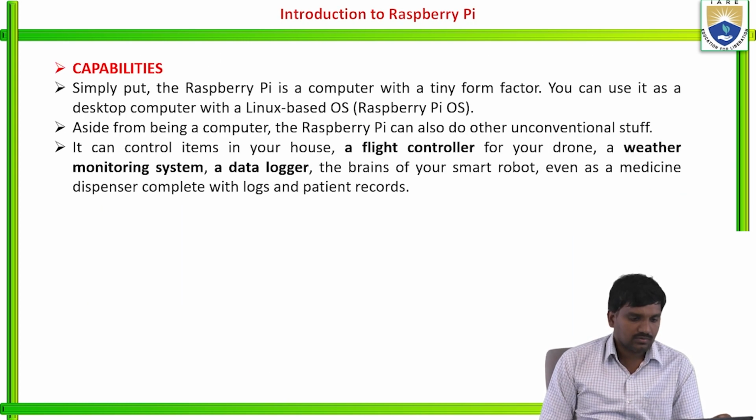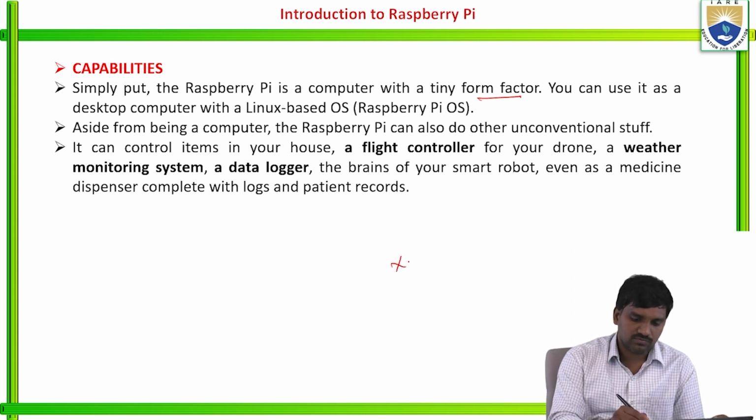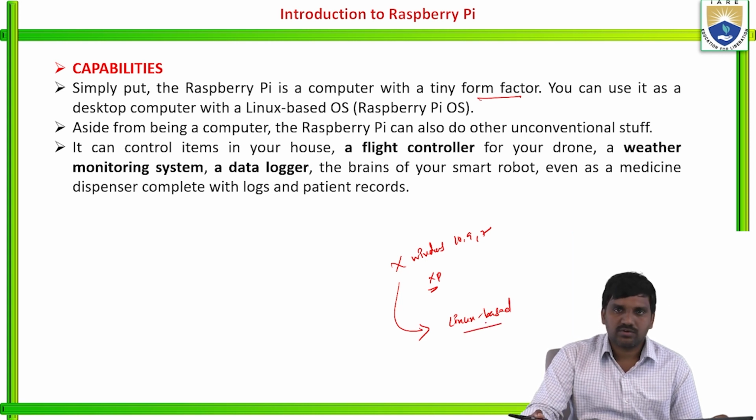Here, what are the capabilities of Raspberry Pi? Simply, the Raspberry Pi is a computer with a tiny form factor. You can use it as a desktop computer with the Linux operating system. It does not work with Windows 10 or Windows 9, or even XP. It is only based on a Linux operating system when we connect to interact with the Raspberry Pi module.